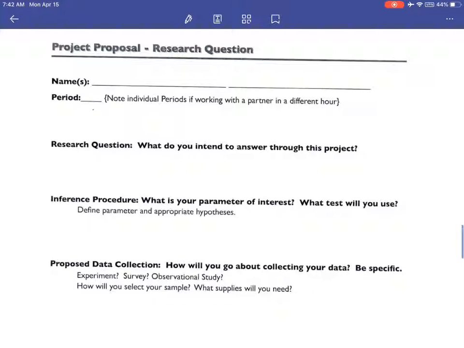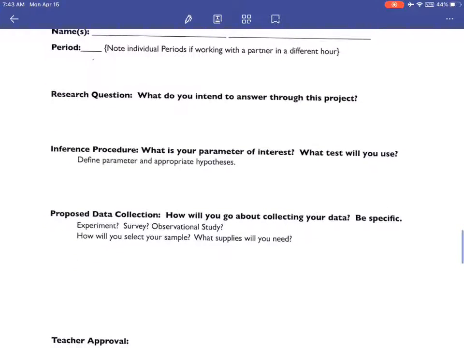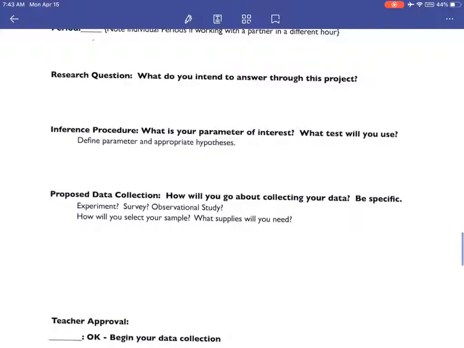And I want you to send this to me, as you saw on the website, at the beginning of class on Wednesday. But this is a long period for today, so you should have the entire class period to finish this. So going through the proposal, the first thing is you want to come up with a research question. So what do you intend to answer through this project?